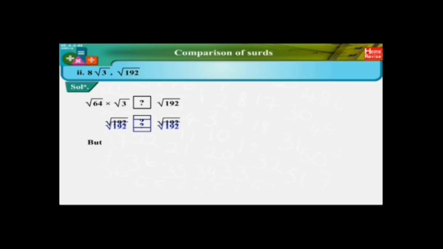2. 8 root 3 and root 192. Root 64 multiplied by root 3 gives root 192. So therefore 8 root 3 is equal to root 192.